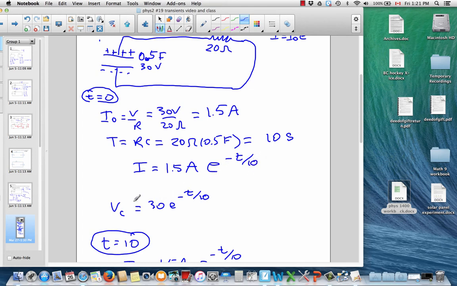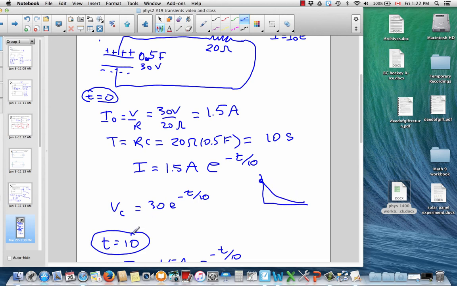Now, the resistor and capacitor voltages are going to be the same in the circuit, and they're going to equal the initial value times the same decaying exponential. The only thing is that the initial value of both capacitor and resistor voltage is 30 volts. So VC will equal 30 volts times the same decaying exponential function, and both of these will be nice decaying exponential graphs for a discharging circuit.